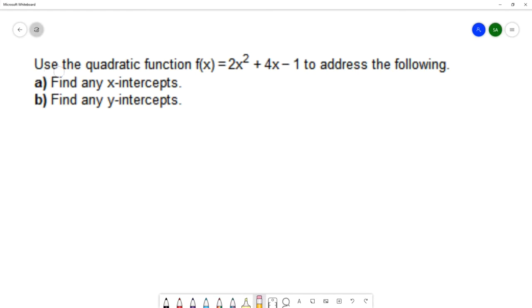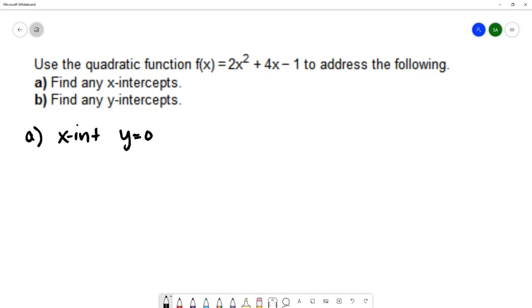On this question, we want to use the quadratic function f of x equals 2x squared plus 4x minus 1 to address the following. We want to find any x-intercepts and any y-intercepts. So let's start with part A, which is to find the x-intercepts. You find an x-intercept by letting y equal 0.